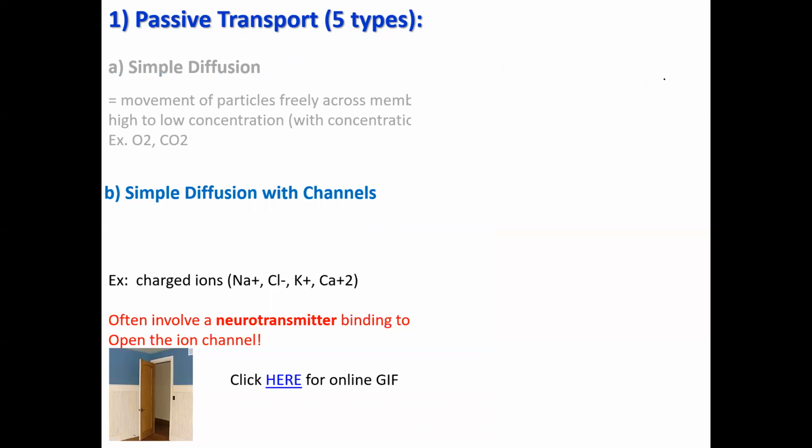Now, diffusion with channels, they've got channels. Okay, so I think I don't even have to define it. It's simple diffusion with channels. But what I will say, diffusion with ion channels. We're going to be talking about ion channels a lot. And so I put here charged ions like sodium, got a plus sign, so it's charged, chloride, potassium, and calcium. Your cells are very careful about these charged ions coming across the cell because it can cause a cell to be stimulated or it can cause a cell to be inhibited.